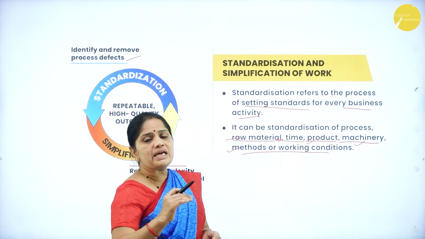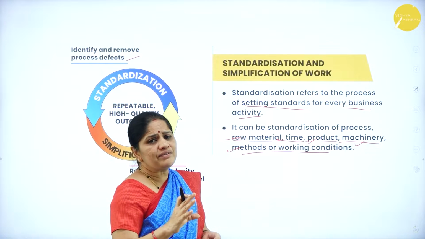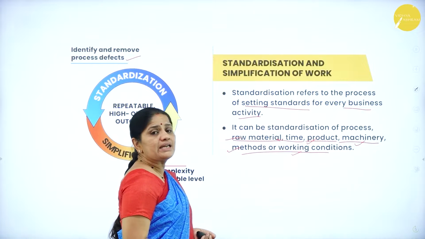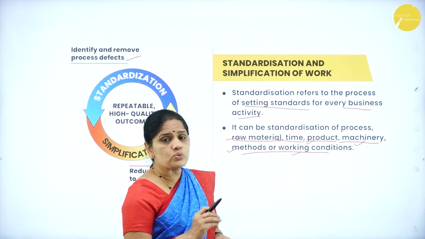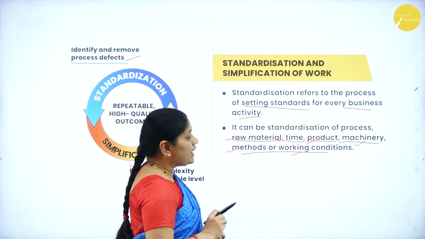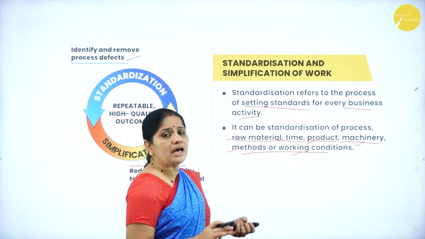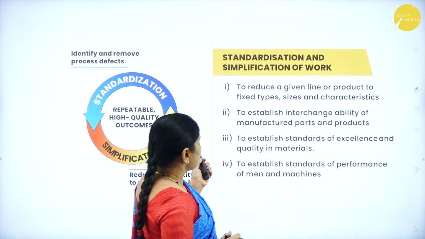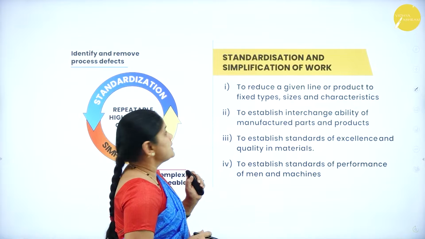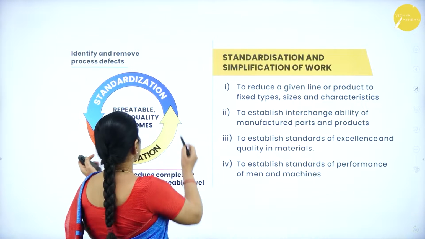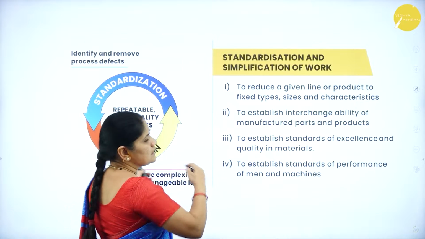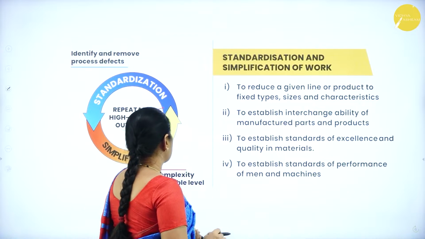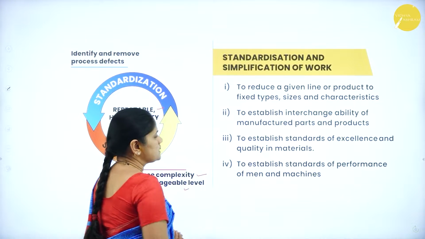What are the different methods of doing the work? You set a standard for each and every activity in the shop floor, and also the working conditions. A good working condition is necessary for any employee who is working in the shop floor, and so we have to see that he is provided with a good environment in the shop floor. That refers to standardization. Next is, why should we have standardization? If you can see this picture here, standardization and simplification complete a circle. They give repeatable, high quality outcomes and reduce complexity to a manageable level.